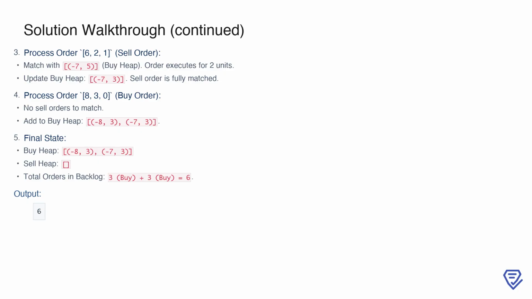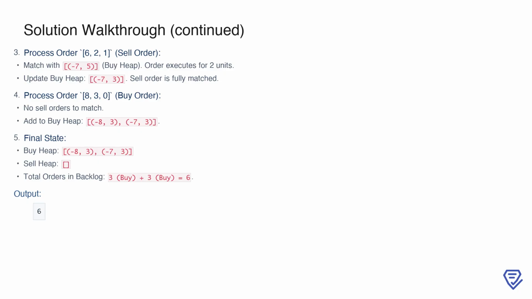Next, we process the second order, 6, 2, 1, which is a sell order for 2 units at a price of 6. This price is compatible with the existing buy order in the heap, so the order is partially executed. 2 units are processed, reducing the buy heap to -7, 3, and the sell order is fully matched.